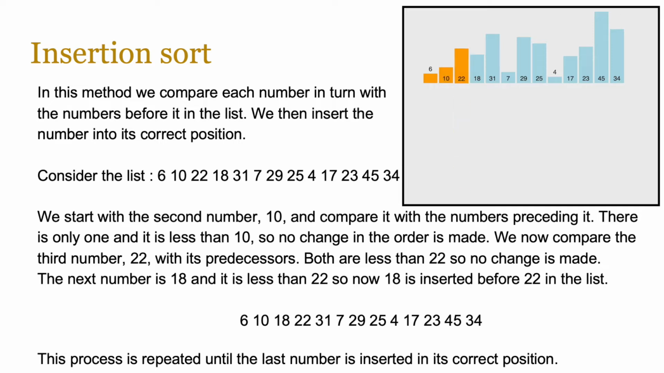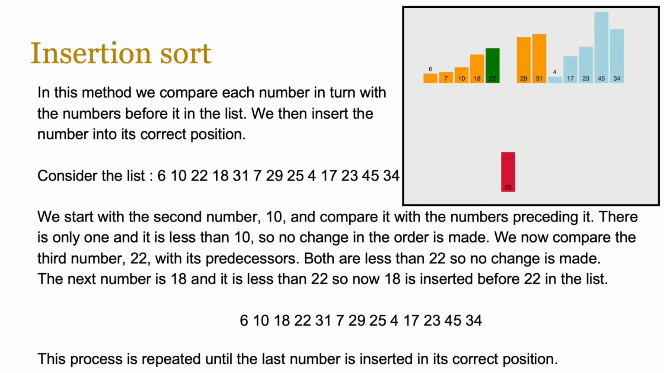Now, insertion sort is another method of sorting a list. On the top right of your screen, you can see it in action. In this method, we compare each number in turn with the numbers before it in the list, and we then insert it into the correct position. So the original list in the top right hand corner is 6, 10, 22, 18, 31, 7, 29, and so on.